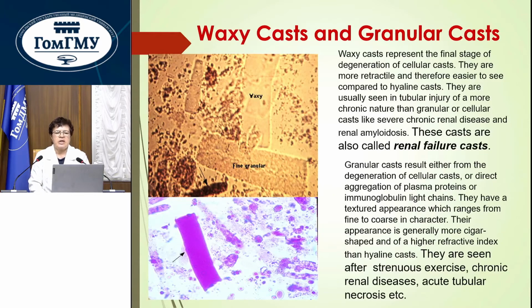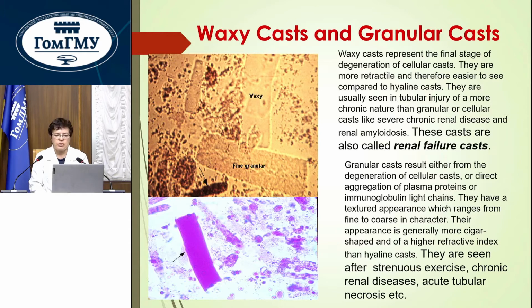Waxy casts and granular casts. Waxy casts represent the final stage of the degeneration of cellular casts. They are more refractive and therefore easier to see compared to hyaline casts. They are usually seen in tubular injury of a more chronic nature than granular or cellular casts, like severe chronic renal disease and renal amyloidosis. These casts, waxy casts, are also called renal failure casts.